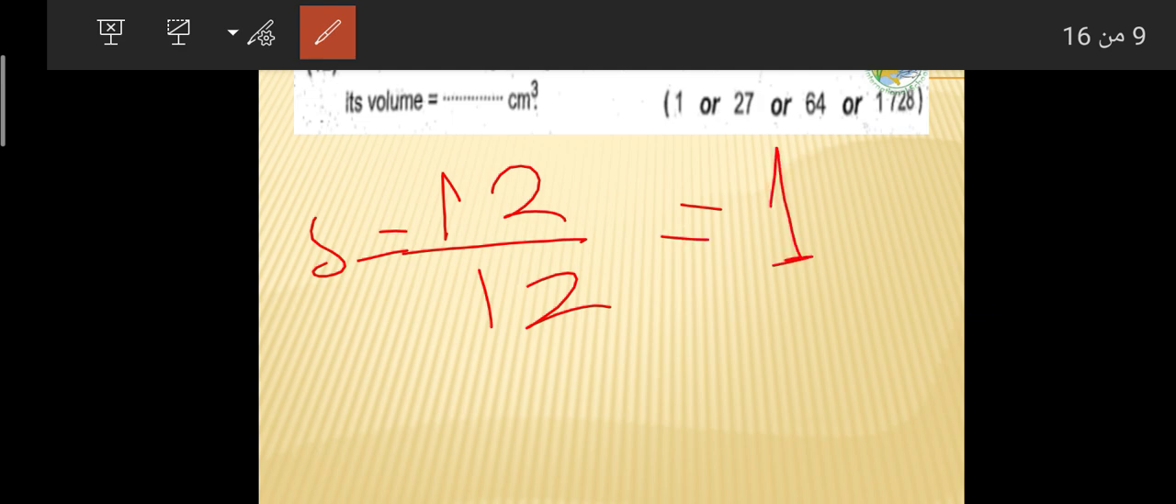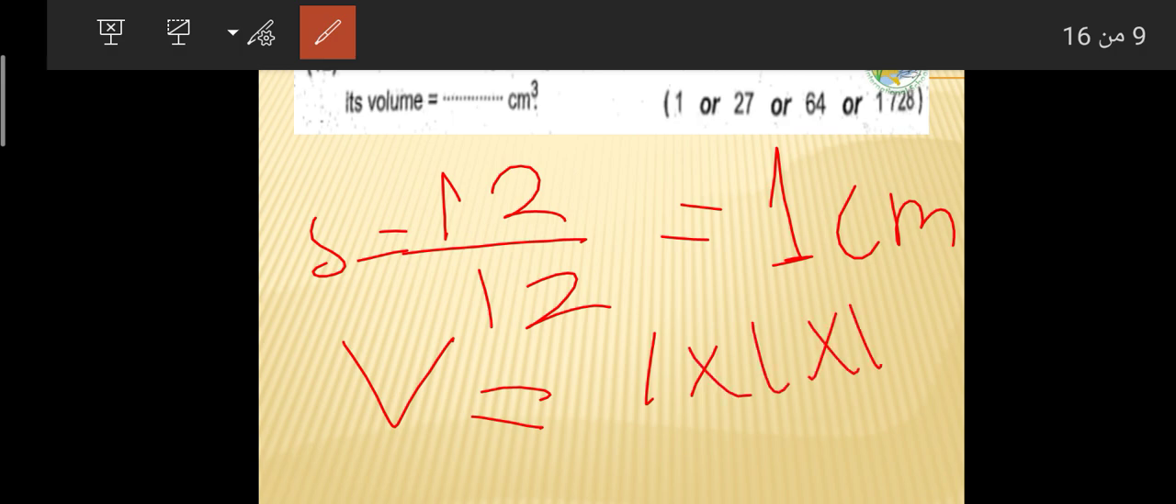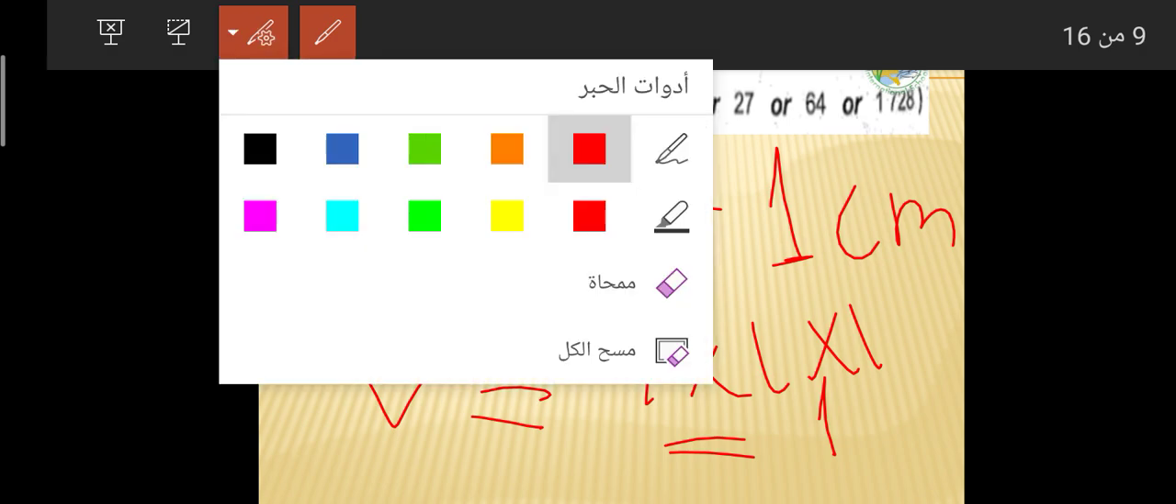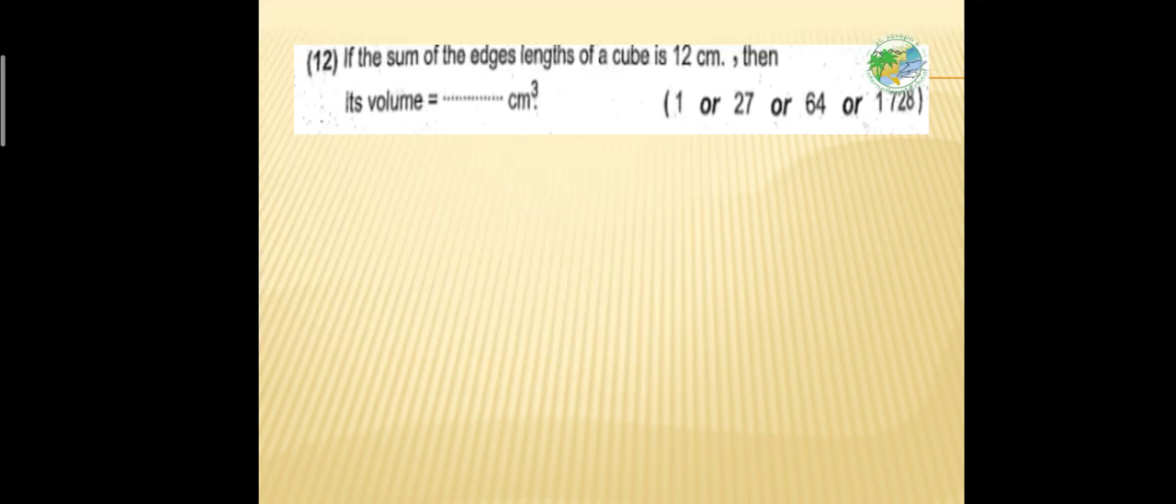Equal 1 centimeter. But volume equal side times side times side, or edge length times edge length times edge length. 1 times 1 times 1, of course, equal 1. Then the volume equal 1 centimeter cube. Fine.